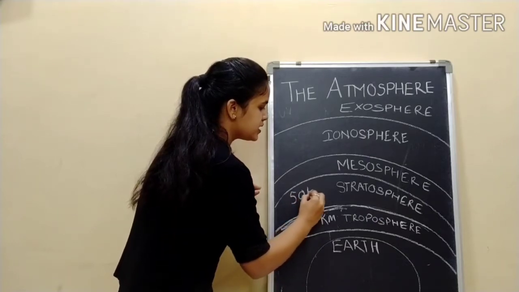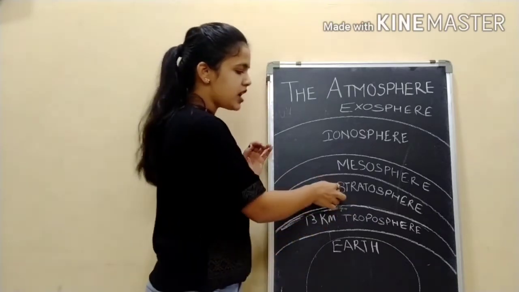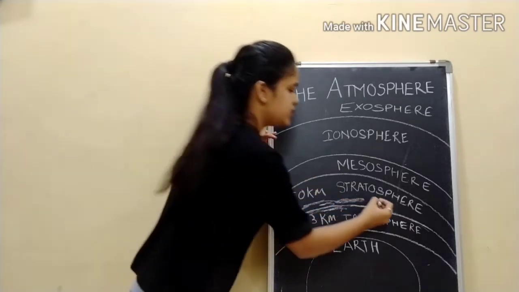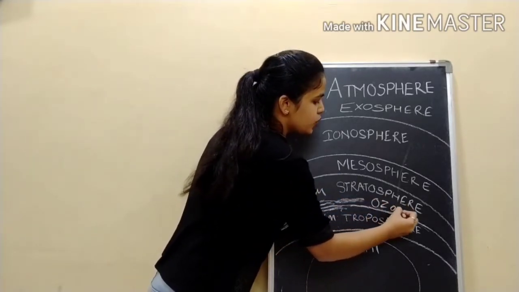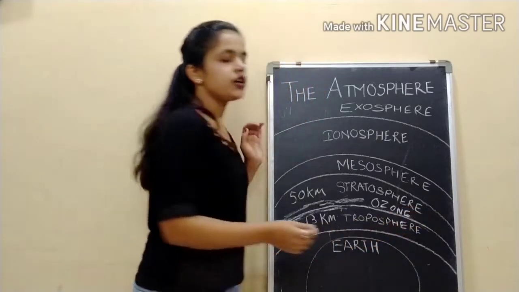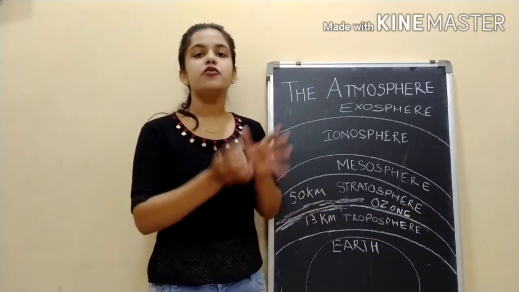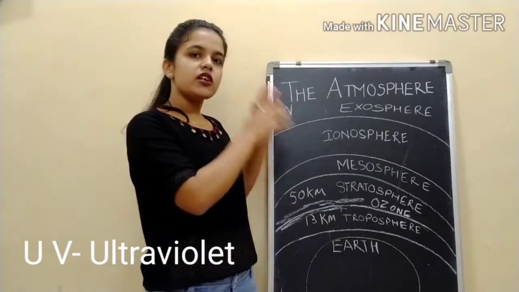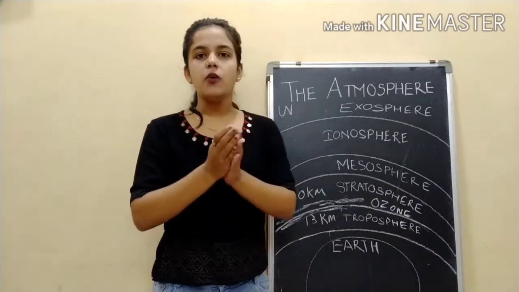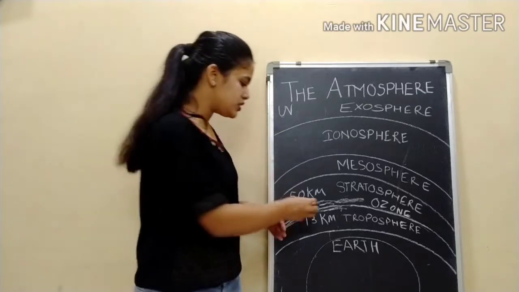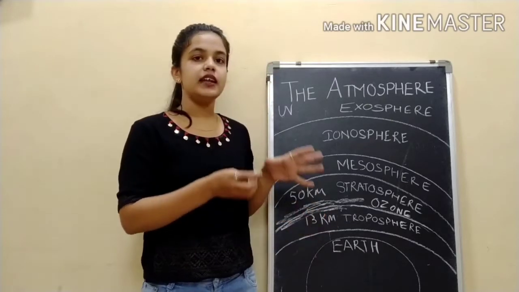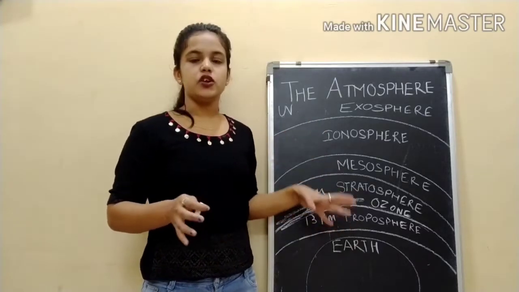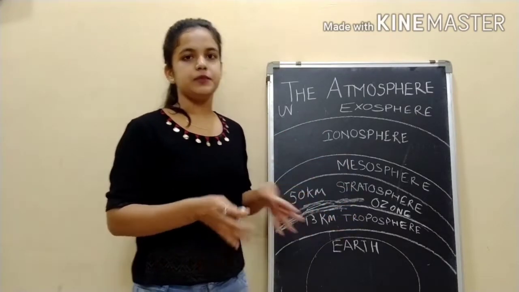Now in this stratosphere, in the lower area, there is ozone. There is the ozone layer. Now what does this ozone layer do? This ozone protects the surface of the earth from the harmful UV rays which are coming from the sun. Those are very harmful for the earth. So this ozone layer protects the earth and doesn't allow the UV rays to enter the earth's surface or earth's atmosphere very easily.